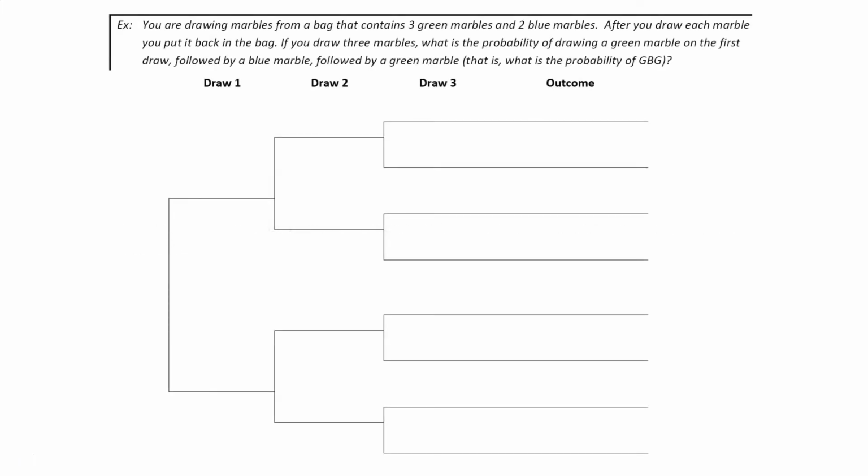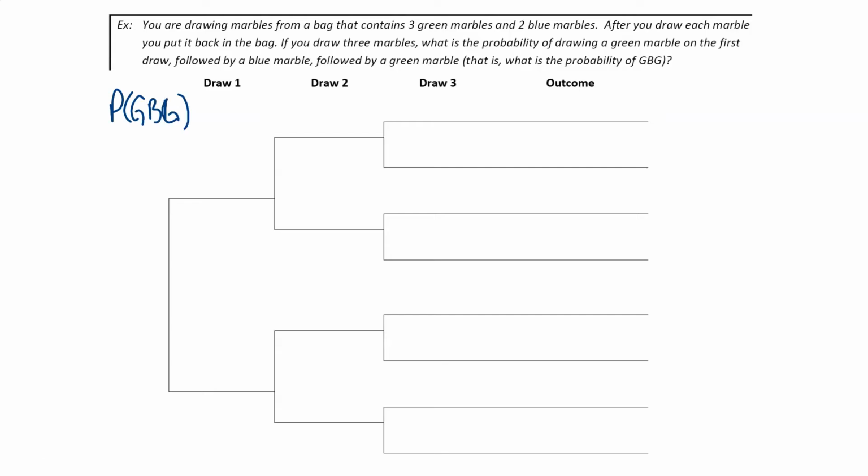Let's investigate an example. You're drawing marbles from a bag that contains 3 green marbles and 2 blue marbles. After you draw each marble, you'll put it back in the bag. If you draw 3 marbles, what is the probability of drawing a green marble on the first draw, followed by a blue marble, followed by another green marble? In other words, that's the probability of green, blue, green. Let's take a look at that.